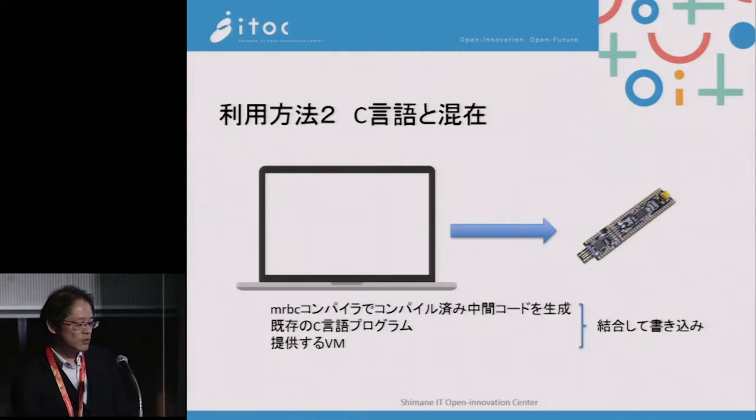And the second way to use it is mixed with the C language. As Tanaka-san explained, with the mruby compiler, an intermediary code is generated, and then you combine that with the existing C language program and also the VM C language code. So all these three will be combined and written onto the target.